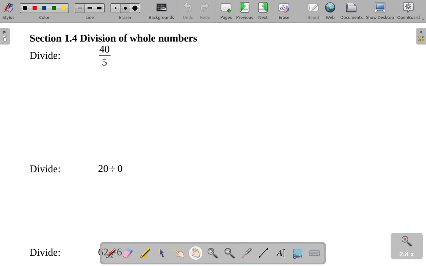Okay, so moving on to section 1.4, let's talk about division of whole numbers. Division of whole numbers is another one where the order matters. If we say 40 divided by 5, that would be different than saying 5 divided by 40. This, as it's written right here, 40 over 5, is just another way of writing 40 divided by 5. It doesn't matter if we use this symbol or the division symbol, but we do have to make sure we have the right order there.